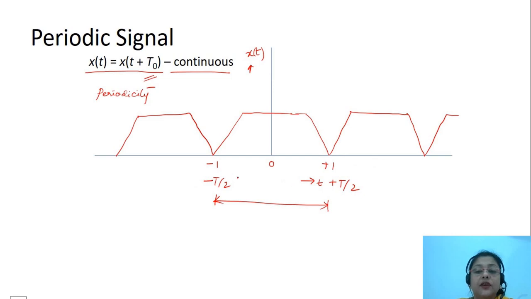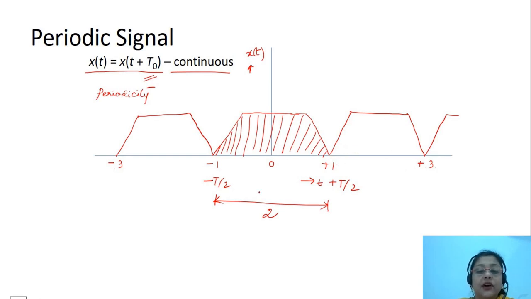So what is the periodicity of the signal? Periodicity of the signal in this case is 2. So again from here it will be plus 3 and it will be minus 2. So we can see that this is the portion of the signal that is getting repeated after an interval of 2. So from -1 to +1 through 0. Again from +1 to +3, you see the nature of the signal is same, so it is getting repeated. So here t0 is equal to 2. So this is known as the periodic signal.